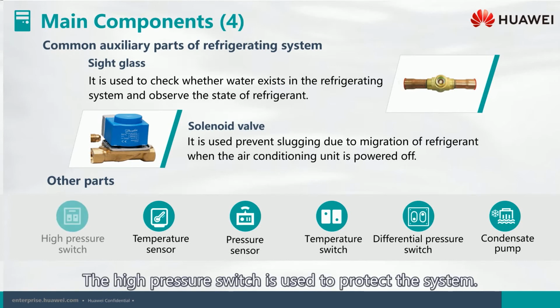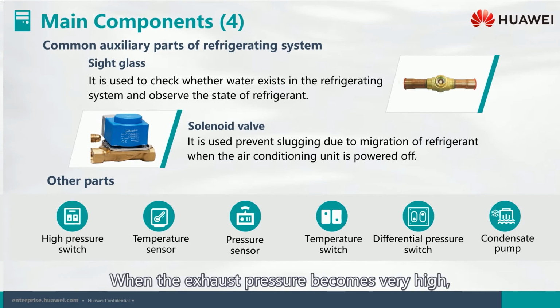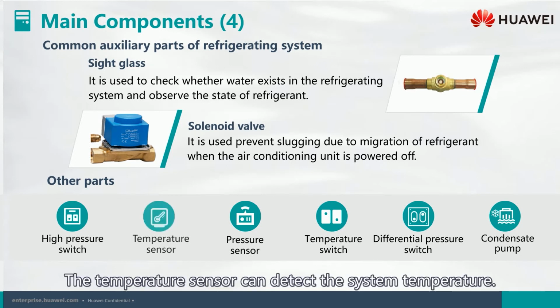The high pressure switch is used to protect the system. When the exhaust pressure becomes very high, the switch will stop the system and deliver a signal to the main board, which will trigger an alarm. The temperature sensor can detect the system temperature. The pressure sensor can detect the system pressure.